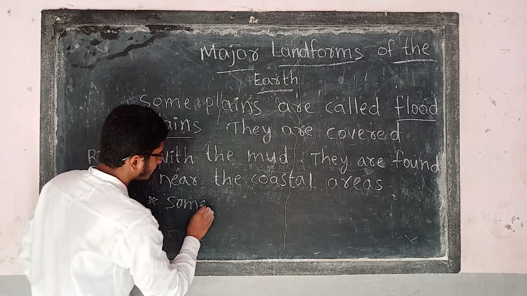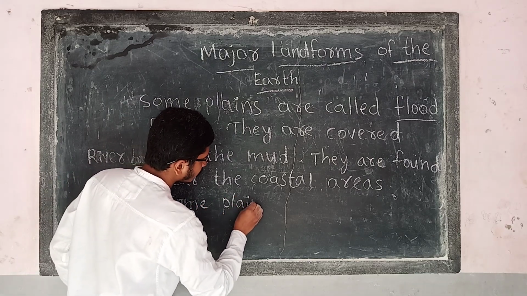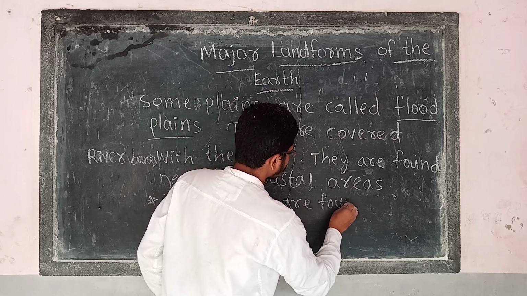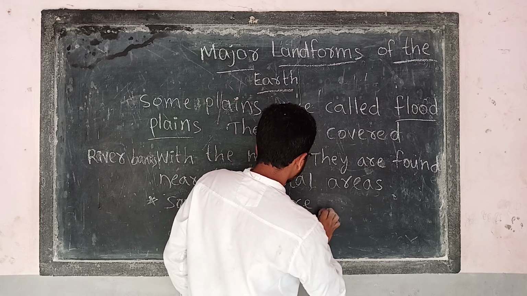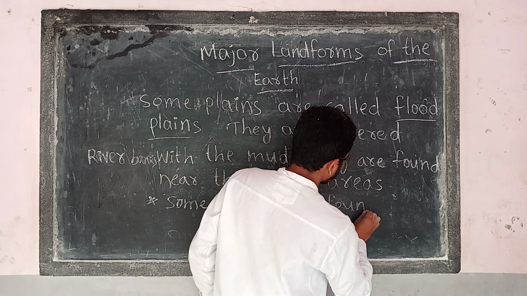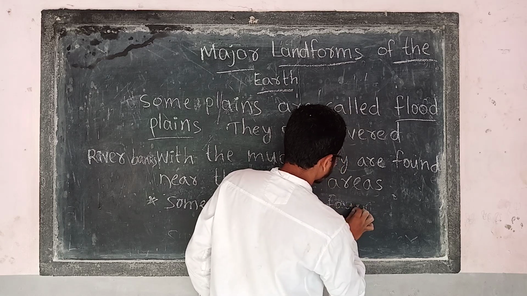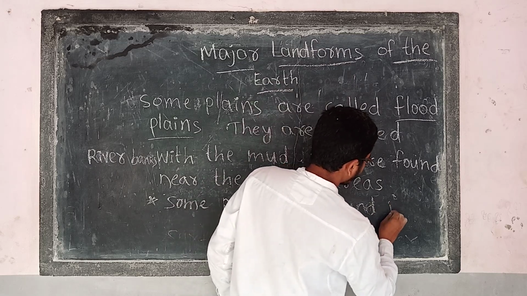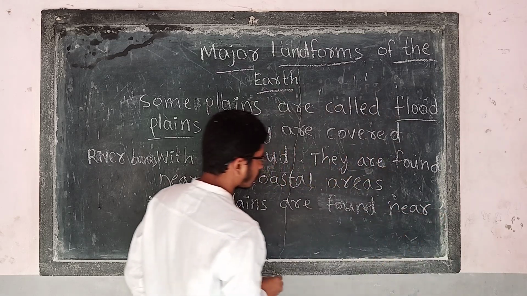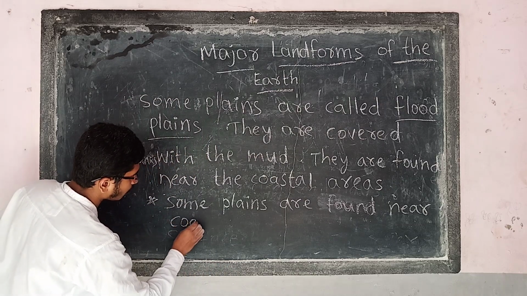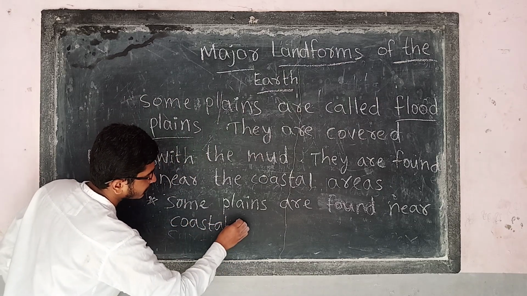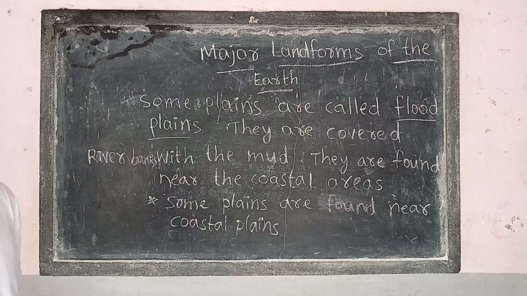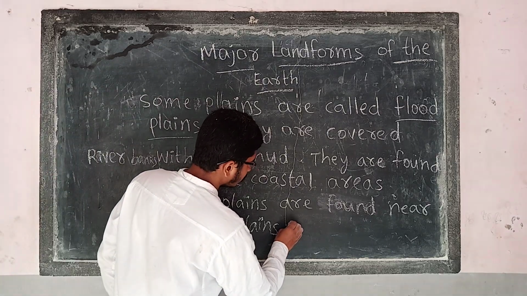And some plains are found near coastal areas. Some plains, where are they? In coastal areas, where oceans touch the place. So they are called coastal plains.